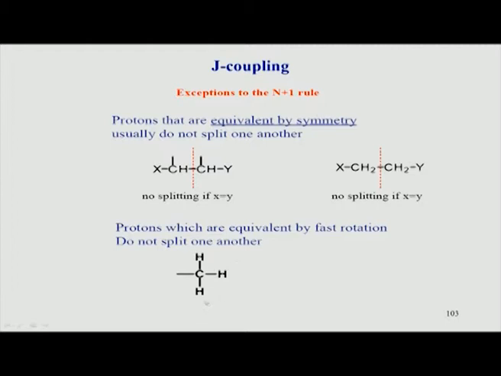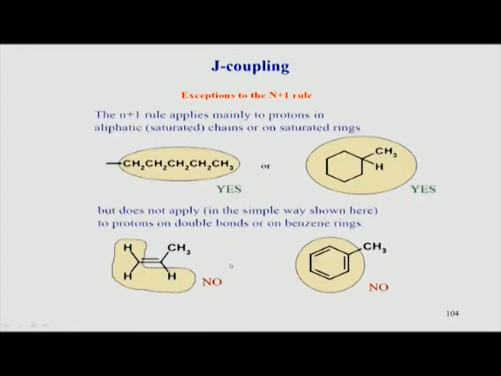So, the methyl group will always come as a single entity, but if it is coupled to another hydrogen here, then this hydrogen will be split because of the 3 into a quartet. This is what we saw in the last class, but if you look at these 3 together, they do not split each other individually within this methyl group. So, methyl group protons are equivalent. So, there are different exceptions to this n+1 rule.